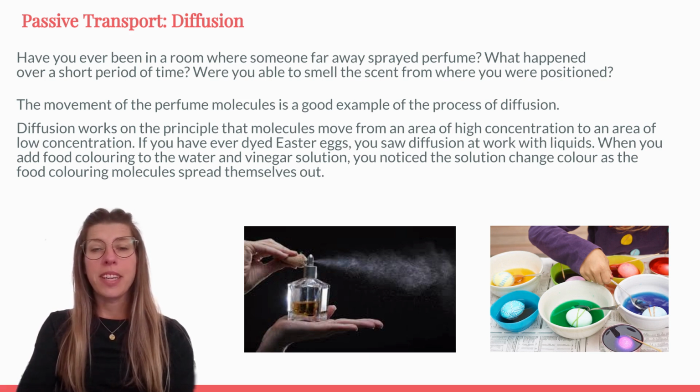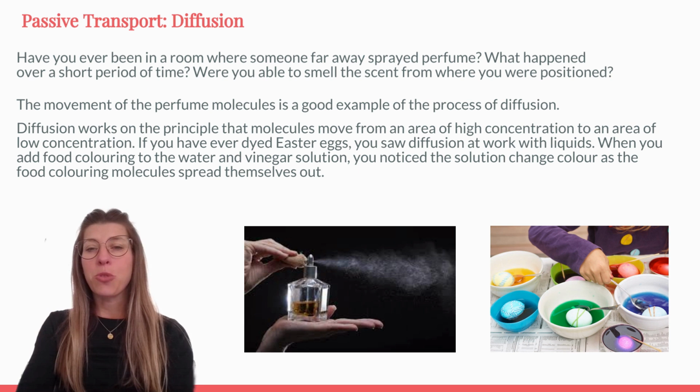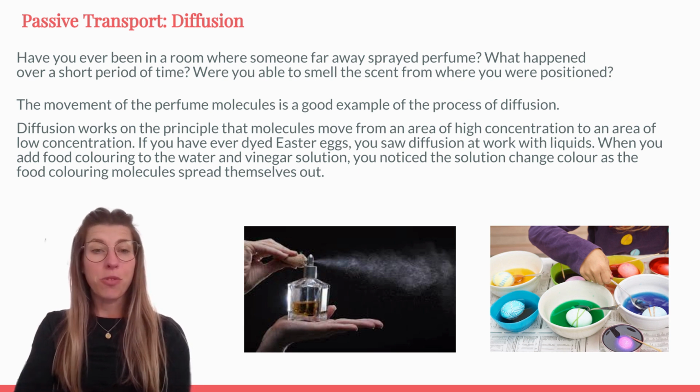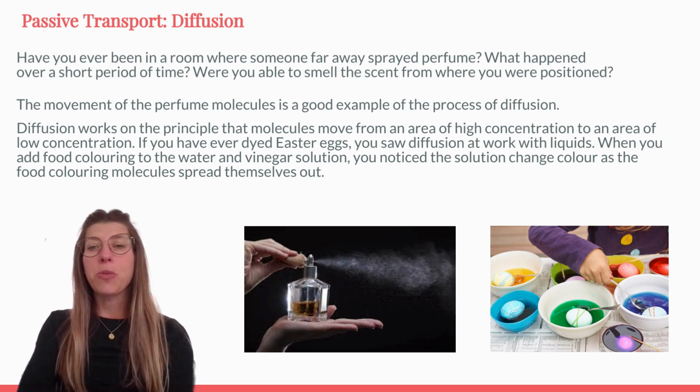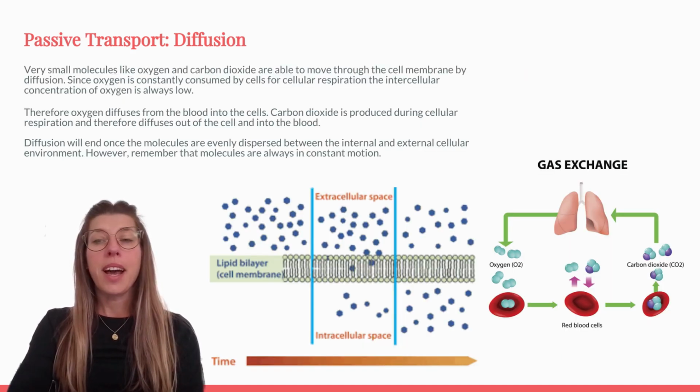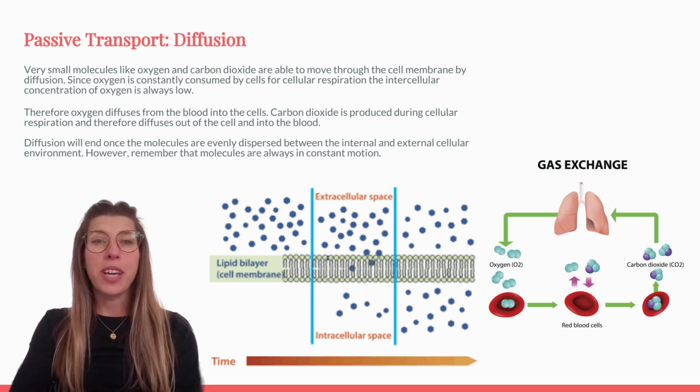And another example would be dyeing Easter eggs. So first you'd have a solution of water and vinegar, and then you drop different food colorings into that solution. And what you would notice is that the solution would change color as the food coloring molecules spread themselves out. In the human body, this happens across the cell. So a good example are very small molecules like oxygen and carbon dioxide. They can move through the cell membrane via diffusion.